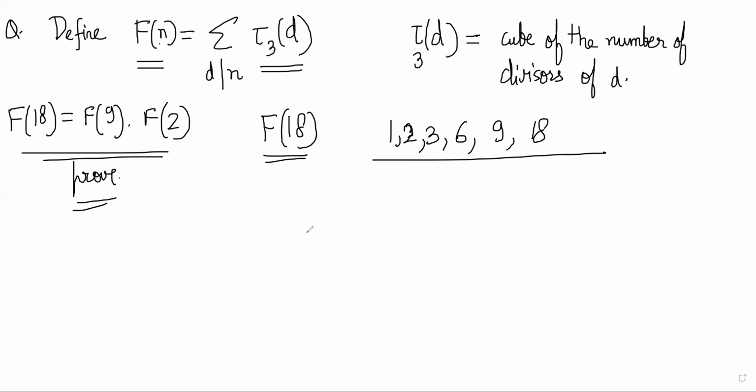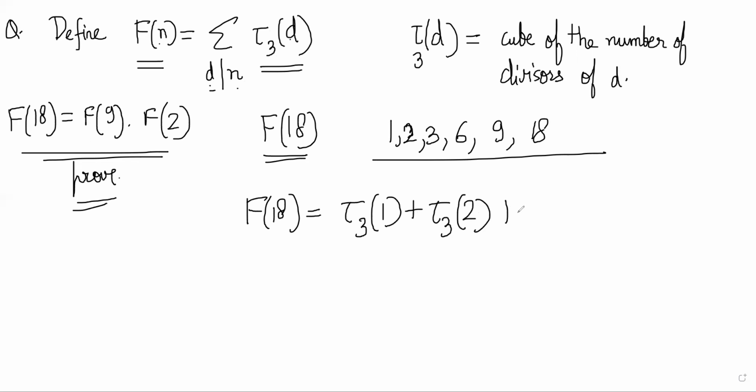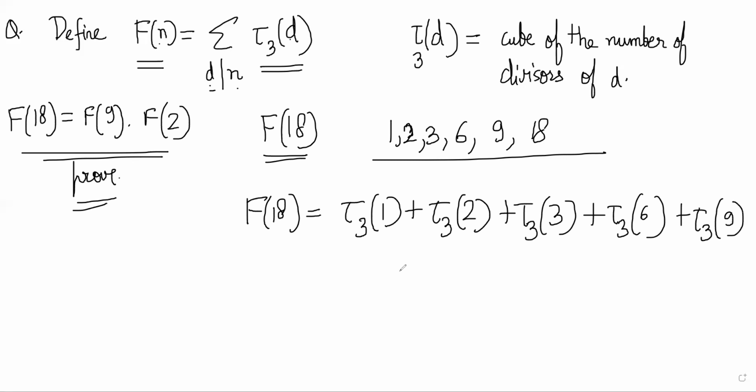So what we have to do here is f of 18 should be equal to tau 3 of each divisor, and add all of them. Tau 3 of d, where d divides n. So tau 3 of 1 plus tau 3 of 2 plus tau 3 of 3 plus tau 3 of 6 plus tau 3 of 9 plus tau 3 of 18. So 1 plus 8 plus 8 plus 64 plus 27 plus 216.